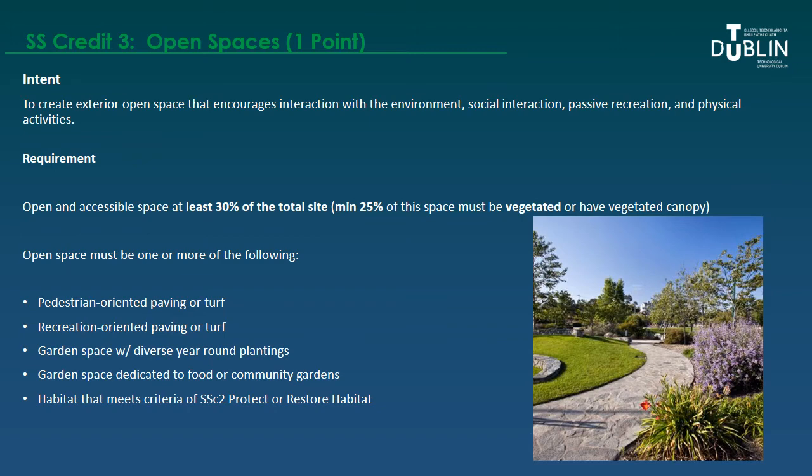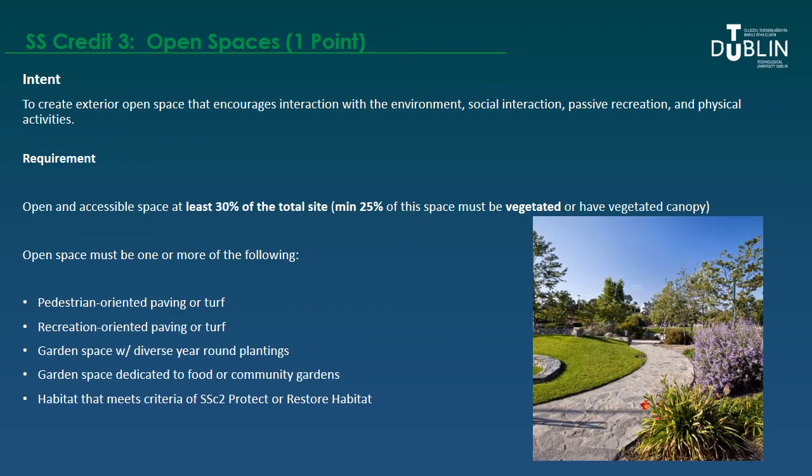So the requirement here is that the open and accessible space has to be at least 30% of the total site, where 25% of that must be vegetated or have an overhead vegetated canopy. And in this definition, turf grass doesn't count as vegetation. And the open space must be one or more of the following. So you have to have pedestrian orientated paving or grass. So although obviously you're going to have grass in it, you can't just include that as your 25%. It has to be other stuff.